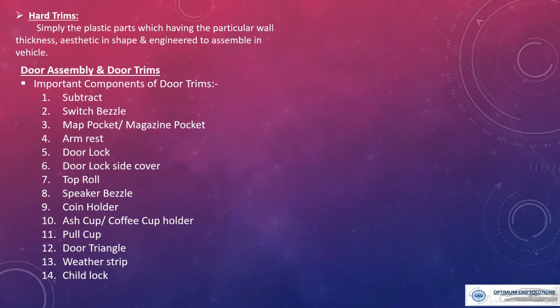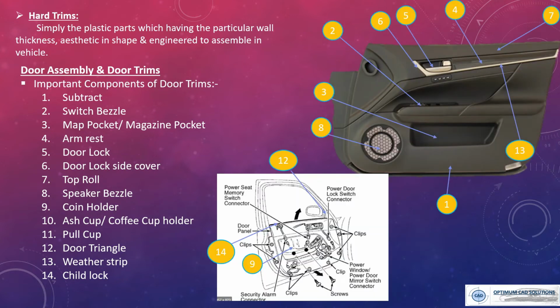So simply the plastic part that has a particular wall thickness, aesthetic shape and is engineered to assemble in the vehicle is called a hard trim. Simply, all interior plastic parts are an example of a hard trim. So in the hard trim, first one, the door assembly or a door trim. Those are the few important components in the door trim.